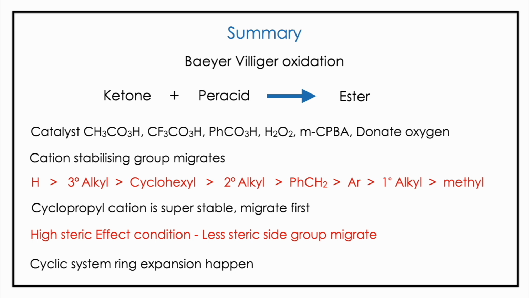Then, which group migrates? It means the cation stabilizing group migrates. The highest priority will be hydrogen, the lowest priority will be methyl. Then one important fact is that the cyclopropyl cation is super stable, so it will migrate first. Then the very important thing: if the compound is sterically hindered, the less sterically hindered side always migrates. The migrating ability will be reversed. The final fact is that in a cyclic system, Baeyer Villiger oxidation expands the ring.